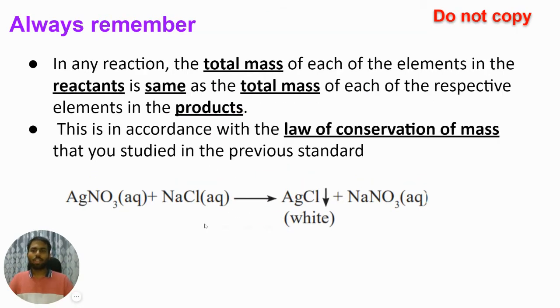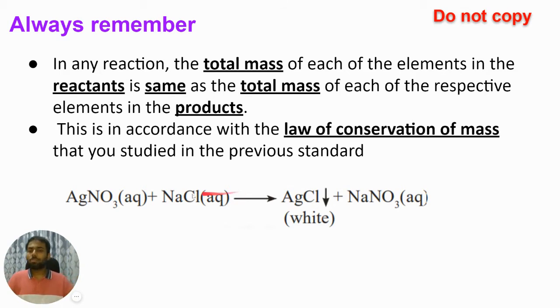Okay, so this is an interesting fact to remember. Okay, it's not related to your balanced chemical equation, but just an interesting fact to know. So in any reaction, the total mass of each element in the reactants is same as the total mass of each respective element in the products. इसका मतलब क्या है? If you take 5 grams of Ag in the reactants, after the reaction, you should have 5 grams of Ag in the products also. Okay, अगर यहाँ पे 5 ग्राम of Ag लिया और यहाँ पे 6 ग्राम of Ag हो गया. Okay, इसका मतलब क्या है कि 1 gram of extra silver was produced during the reaction, which is not possible.